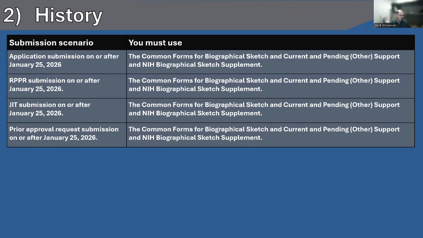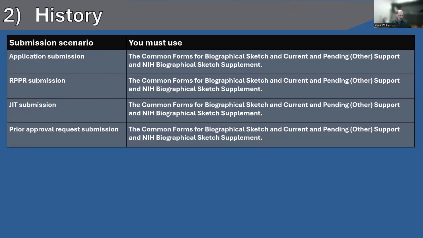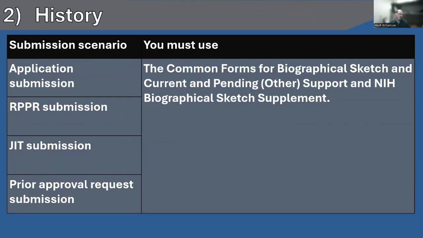So we could just cut it down to these four things. I could simplify this because we don't really need the date. We know that this should technically be in effect. Again, you see there are different submission scenarios, but they all have the same outcomes. We really simplified this down to saying, look, if you're applying for a grant, so application submission, or you have an RPPR, or a JIT submission, or even a prior approval request submission, you're all going to need to use the Common forms for biographical sketch and current and pending other support, and then the NIH Biographical Sketch Supplement. So that's what you need to do going forward.